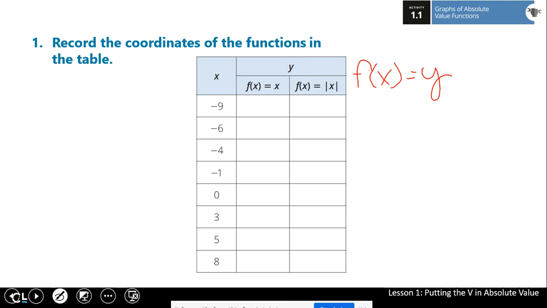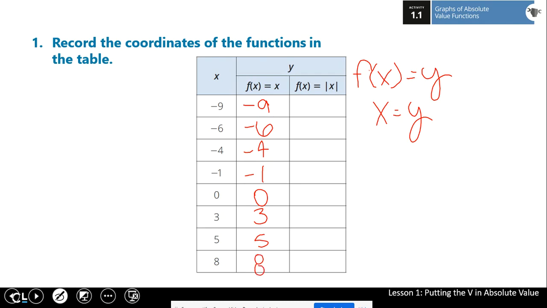So if we're looking at x, where x is -9, our y value is going to be -9 because technically x equals y. So then we'll have -6, -4, -1, 0, 3, 5, and 8.